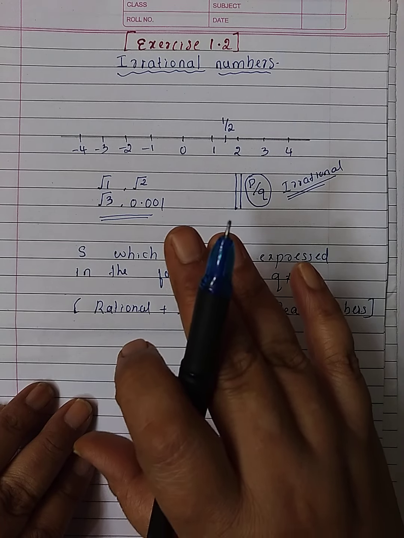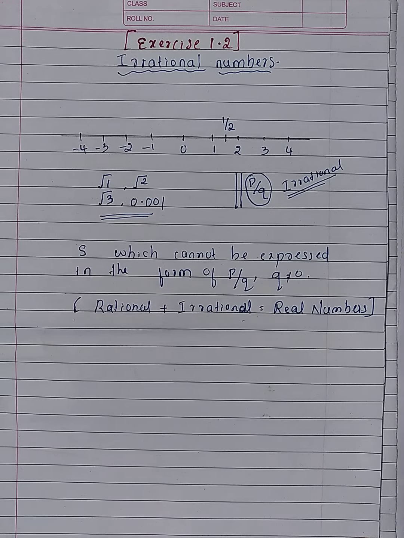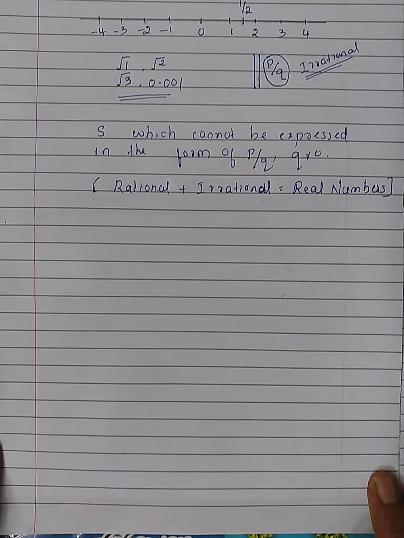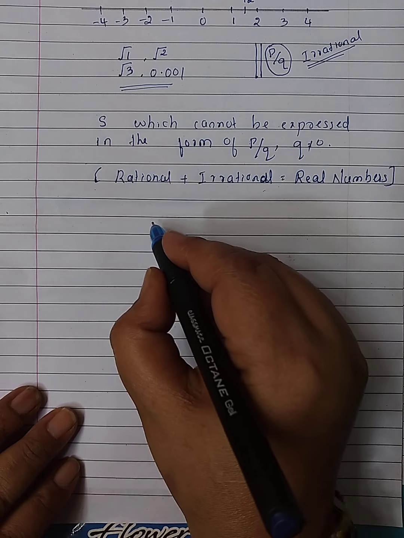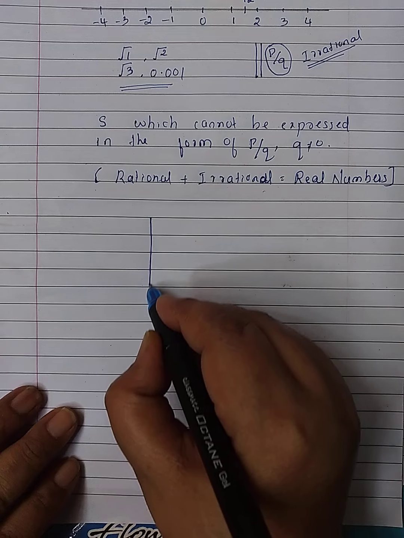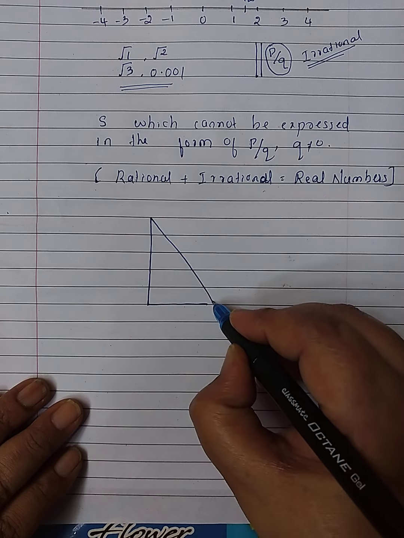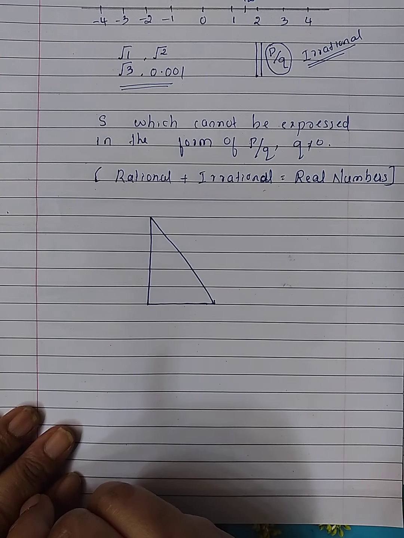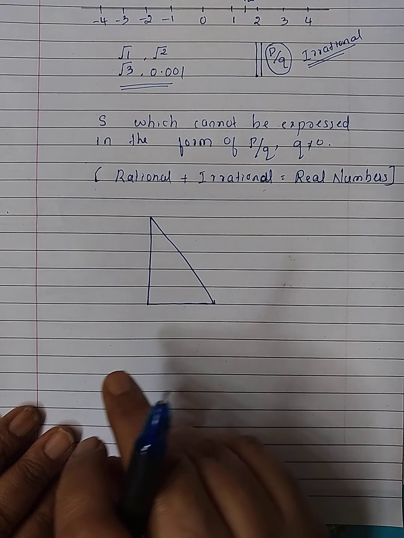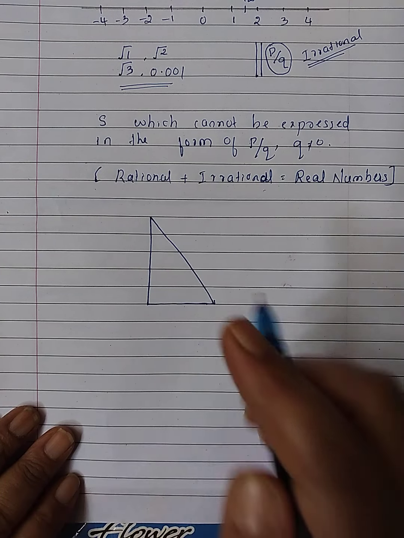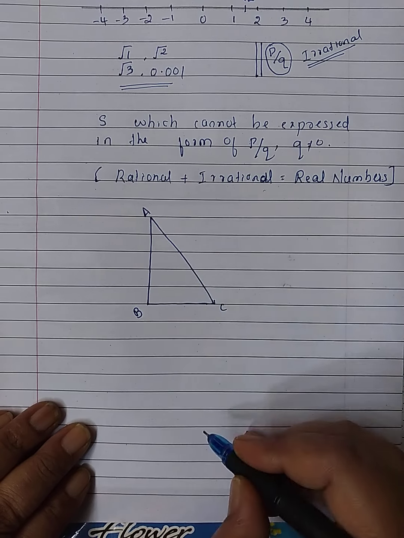Before locating the irrational numbers on the number line, we will go to a little geometry. In geometry, there is the Pythagoras theorem. We will apply the Pythagoras theorem for locating the irrational number. So what is the statement of the Pythagoras theorem? In detail we will study it in the 10th standard, but we will study it briefly now.